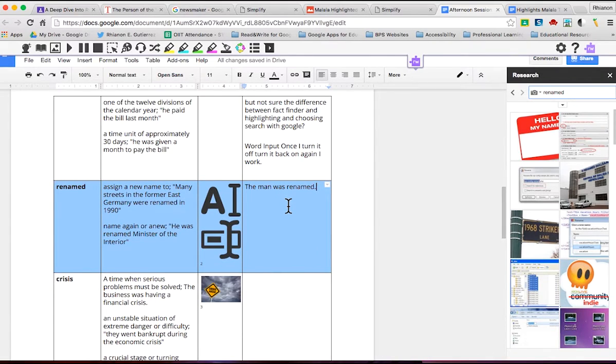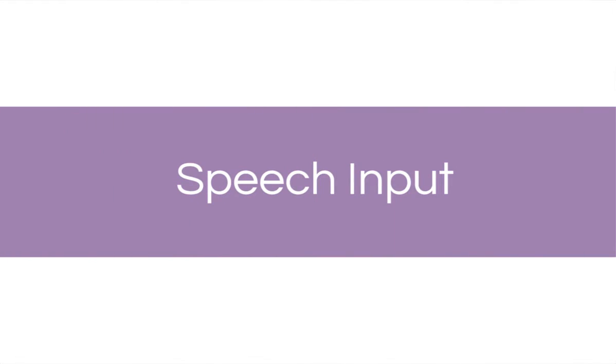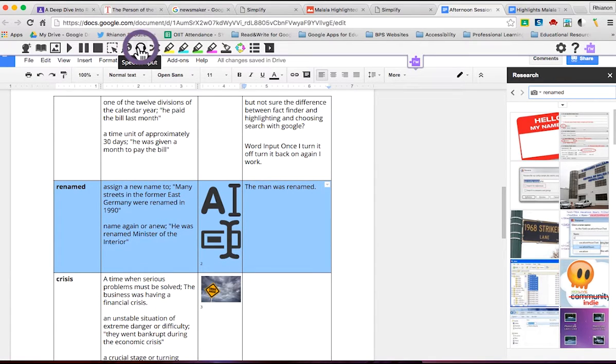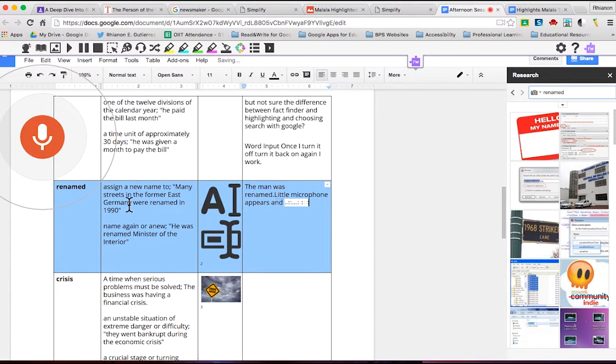Let's say you have a learner who does not necessarily like to type and needs to get their thoughts out. You can use a feature called Speech Input. Speech Input is really wonderful. And Read and Write uses the functionality of a tool called voice typing inside of Google Docs. Let's go ahead and click on Speech Input. A little microphone appears and automatically starts recording what it hears. Period.